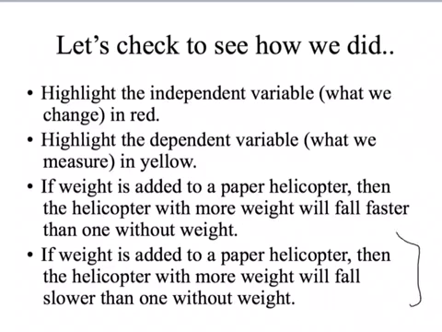If weight is added to a paper helicopter, then the helicopter with more weight will fall slower than one without weight. My independent variable is what I'm changing: weight added to the helicopter. My dependent variable is what I'm measuring: fall slower. Now you'll notice that these two are different. This one says fall faster. This one says fall slower.